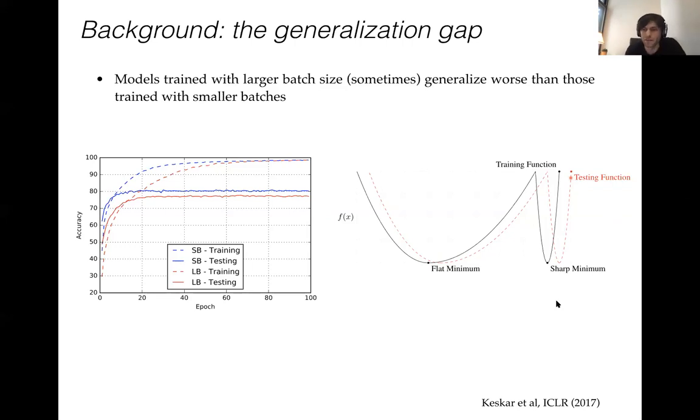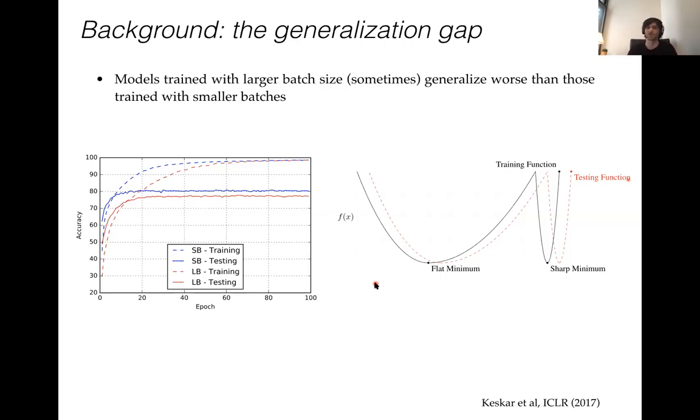I'm going to hold off on these questions. So that's the big question for SGD. And there are really two parts to the argument. There's how does the stochasticity in SGD affect the minimum that you find, and how does the minimum that you find affect your performance? And I'm going to focus on the first one.